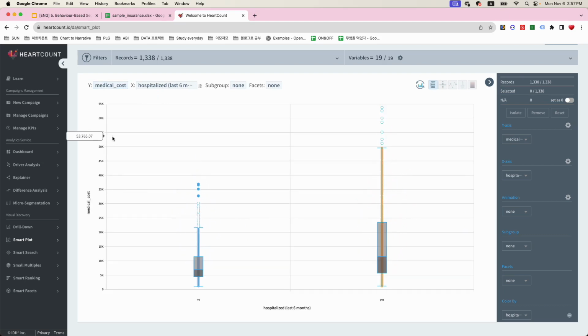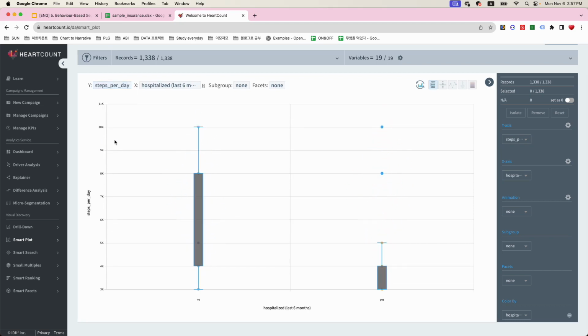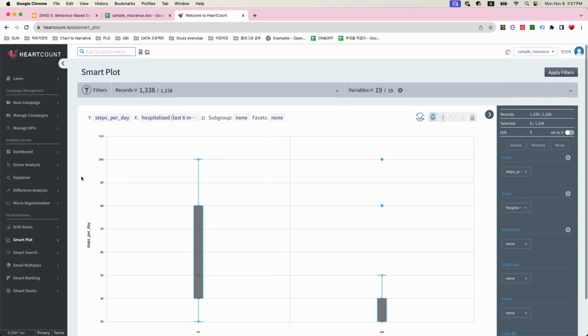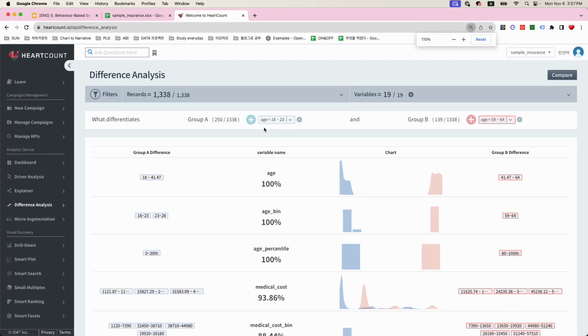And while it's feasible to compare each variable one by one when there aren't as many, it becomes impractical with dozens or hundreds of variables due to time constraints. Therefore, we'll show you the difference analysis feature. Here, I'm going to zoom in a bit.